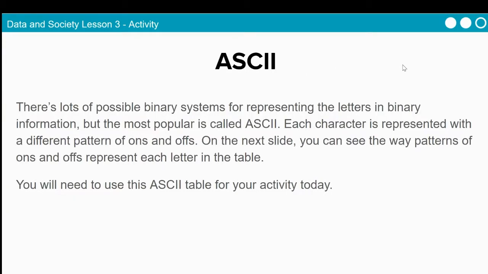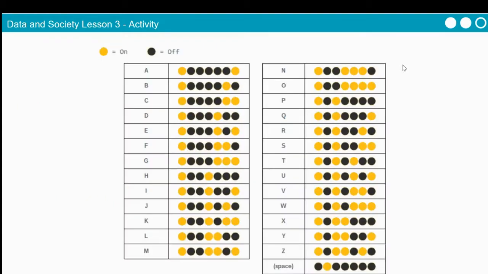ASCII. There's lots of possible binary systems for representing the letters in binary information, but the most popular is called ASCII. Each character is represented with a different pattern of ons and offs. On the next slide, you can see the way patterns of ons and offs represent each letter in the table. And you're going to be using this ASCII table for your activity today. So here is the ASCII table.